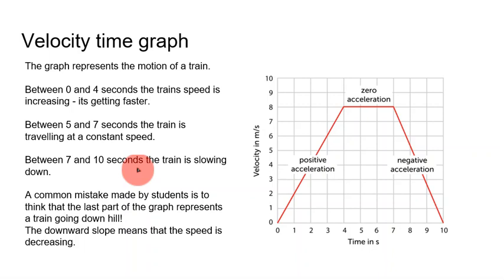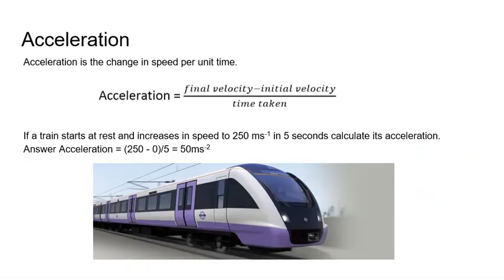So that is acceleration. What's important in relation to acceleration is that you know this formula, that you know how to use it, and that you're able to calculate the acceleration of an object. And when you get your answer, you're able to say whether the object is speeding up, whether there's 0 acceleration, or whether it's slowing down.